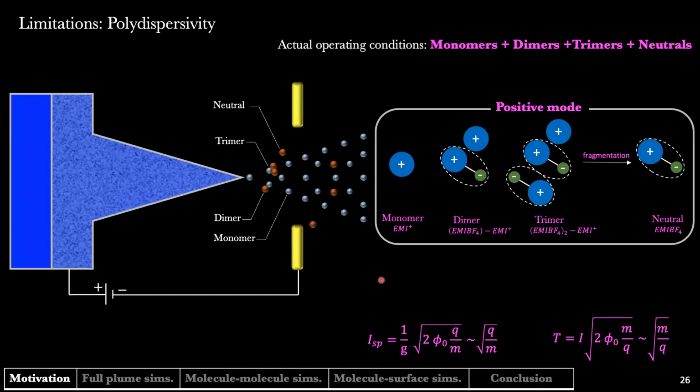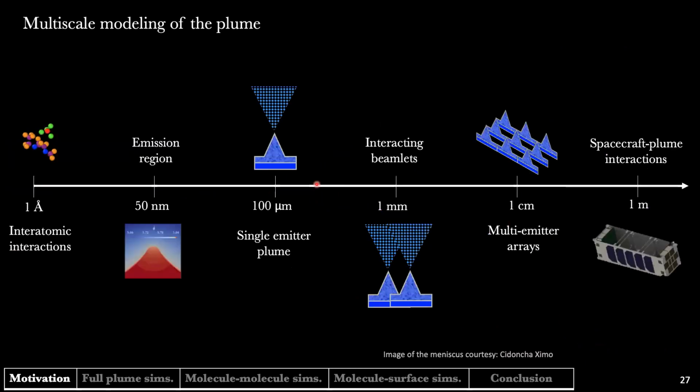But this difference in the charge to mass ratio within the plume creates some imbalance in the plume that we are trying to study and understand. And we try to understand the evolution of the plume. And we do this using multiscale modeling. So the single emitter is in the range of hundreds of microns. And we also try to understand the interatomic interactions within the atoms of the molecules in the angstrom scale. We also model the meniscus in about 50 nanometer scale. And later on, we want to expand these simulations to include interacting beamlets and multi-emitter arrays and spacecraft plume interactions.